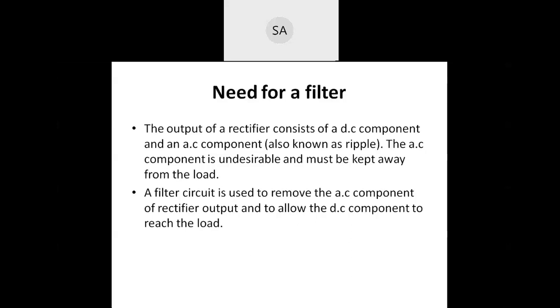So the output of the rectifier consists of a DC component as well as an AC component. The AC component is undesirable and must be kept away from the load. We should not get the AC component in the output, so we have to remove that AC component from the load. A filter circuit is used to remove the AC component of the rectifier output and to allow the DC component to reach the load. This is the need of a filter, to remove the AC component from the rectifier output and to allow only the DC component to be applied to the load.